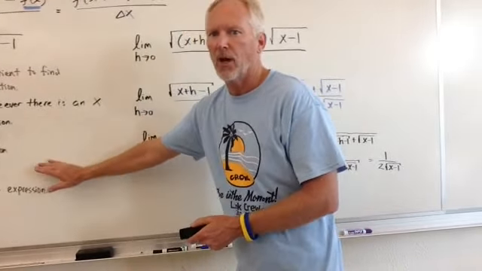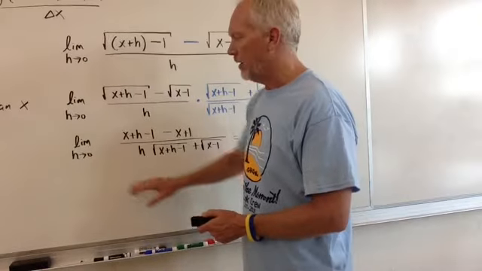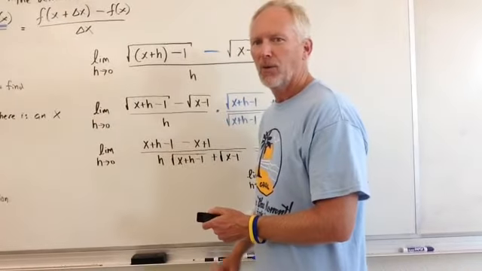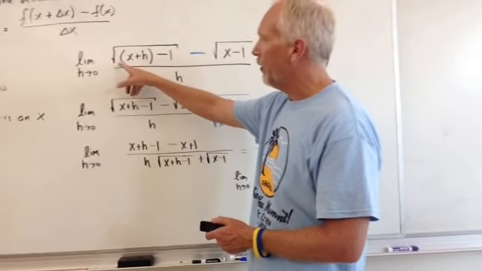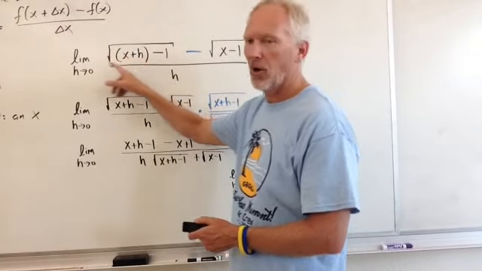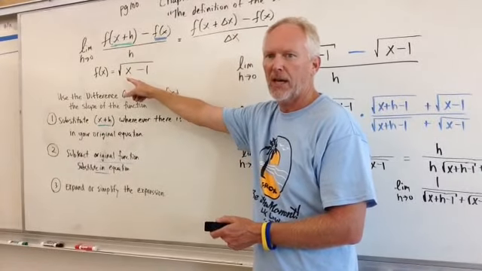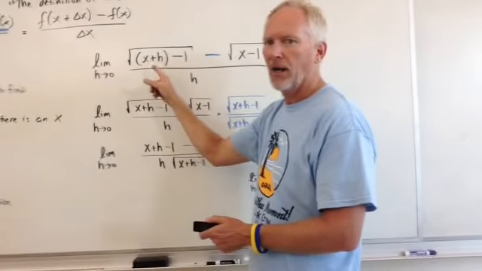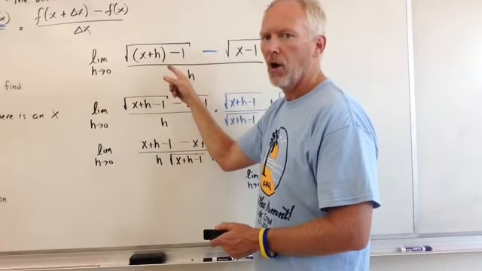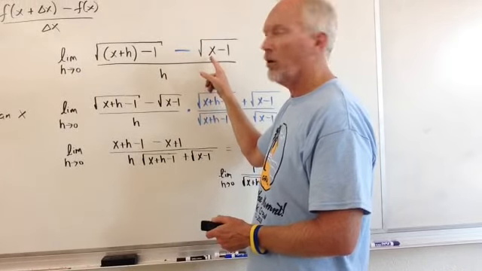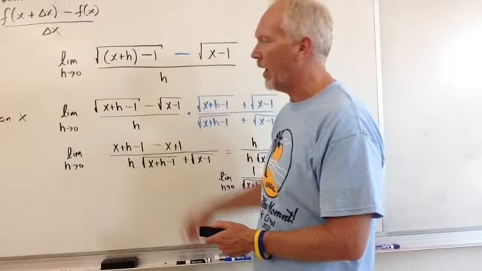Okay, so here we go. What we have is a pretty gnarly little function here, but that's okay. We got this, right? f of x plus h. So again, wherever there's an x, I drop that x plus h in there, and that brings me right here. The square root of x plus h minus 1, minus the square root of x minus 1, all over h.